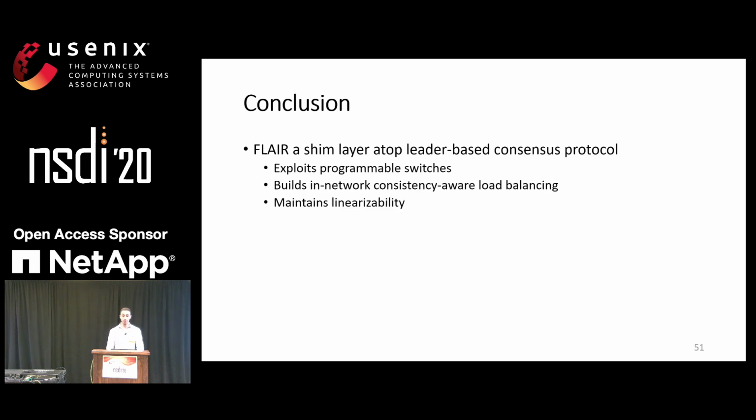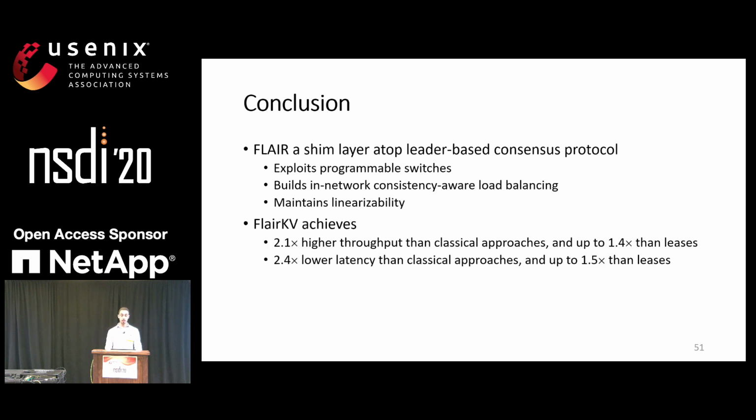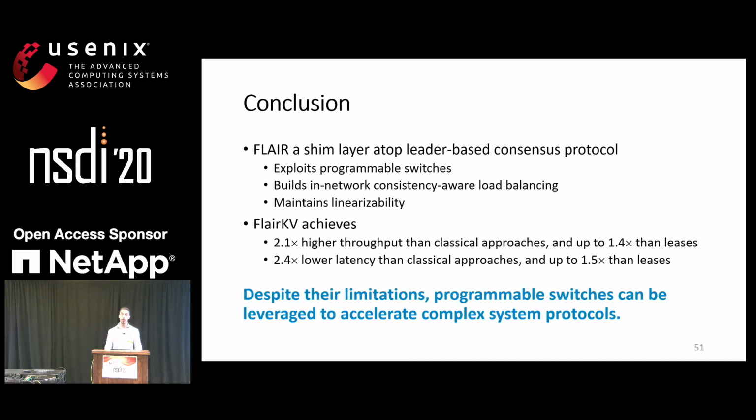So, in the end, FLAIR is a shim layer that works on top of current leader-based consensus protocols, exploits programmable switches, and allows followers to serve read requests while maintaining linearizability. FLAIR achieves 2.1 times higher throughput than classical approaches and 1.4 times higher throughput than leases. And FLAIR achieves 2.4 times lower latency than classical approaches and up to 1.5 times lower latency than FLAIRs. So, the main takeaway from this talk is that, despite their limitations, programmable switches can be leveraged in order to accelerate complex system protocols. Thank you very much, and if you have any questions, feel free to ask them.